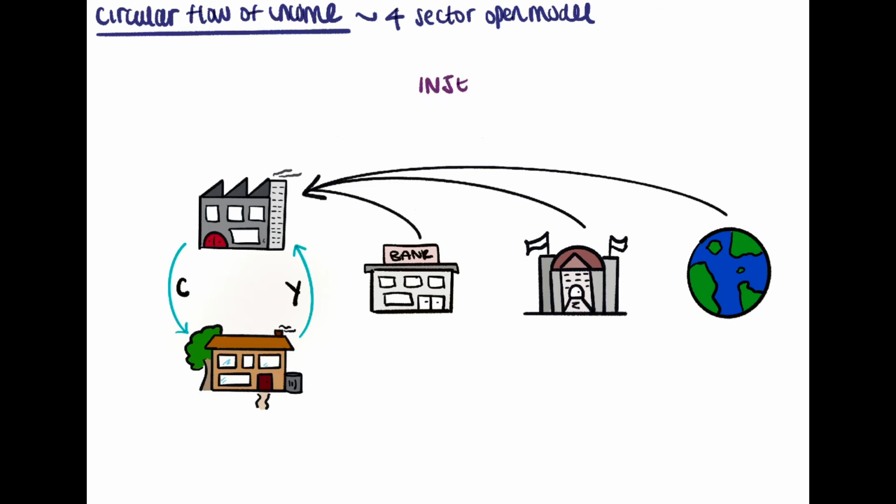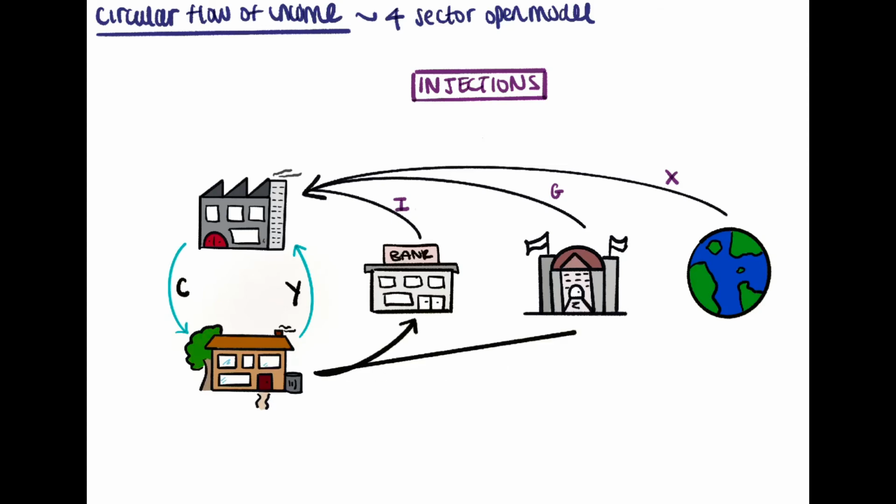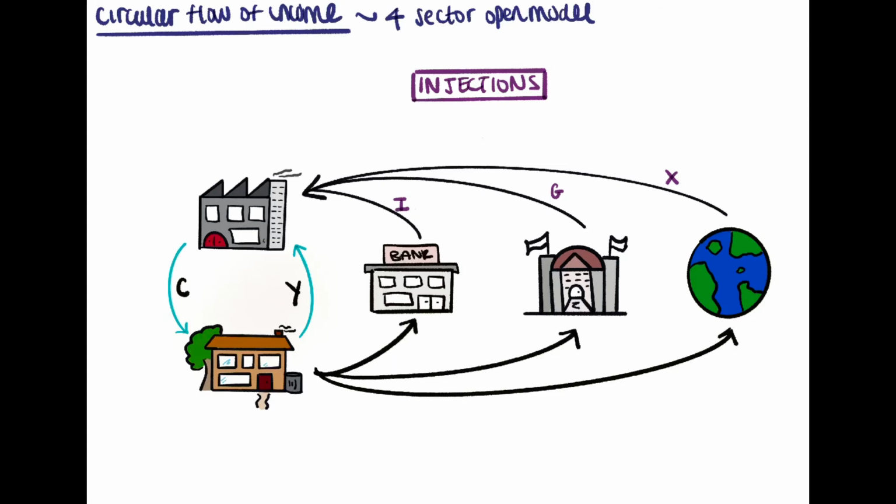The flow of investments from banks to firms, government spending, and exports from the rest of the world all show income entering the circular flow, so they are considered injections. The flow of savings from households to banks, taxes paid to the government, and spending on imports are considered withdrawals because they all display income flowing out of the circular flow.